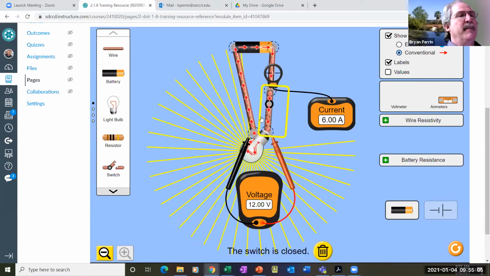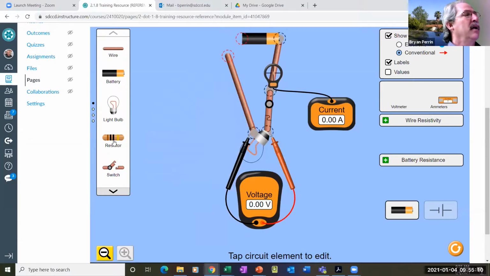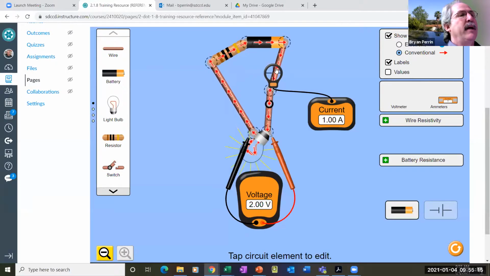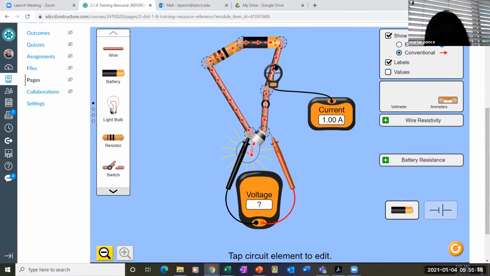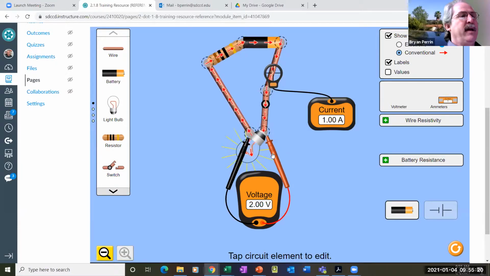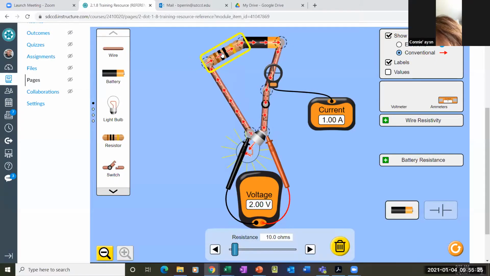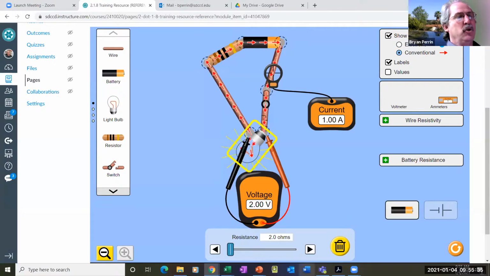Now let me show you what happens if we have a resistance here. So say I have a bad connection. Now what happened? It's flowing, and I'm only getting 2 volts at my light bulb. Because I have 10 ohms there, so I only have 1 amp of current. Because if I have my 10 ohms here and 2 ohms here, that's a total of 12 ohms. 12 volts divided by 12 ohms is 1 amp.